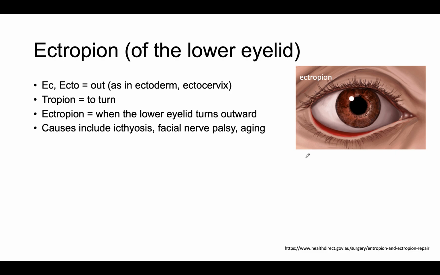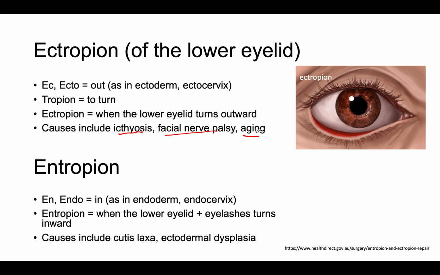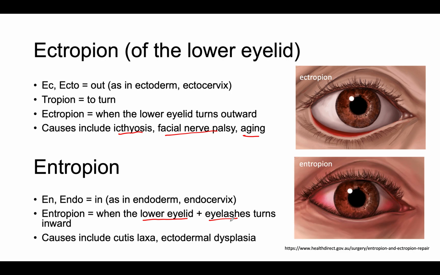So next we're going to talk about the eyelid. Ectropion refers to a turning outwards of the lower eyelid. Causes of this can include ichthyosis, facial nerve palsy, as well as normal aging. This is as opposed to entropion, where the lower eyelid turns inward along with the eyelashes. And causes of this include cutis laxa as well as ectodermal dysplasia. Here's an example of entropion where we have the eyelids turning inward as well as the eyelashes turning inwards and irritating the sclera of the eye.